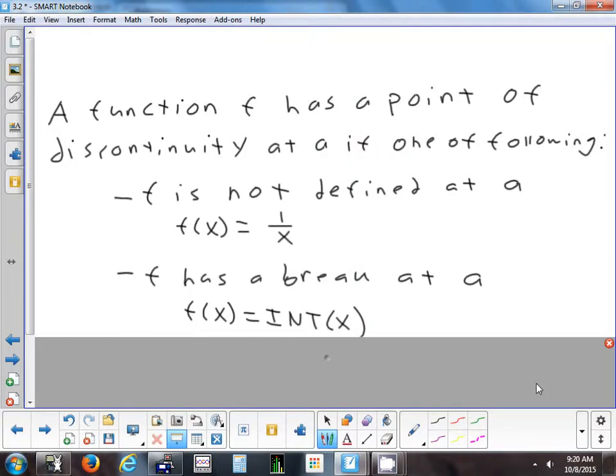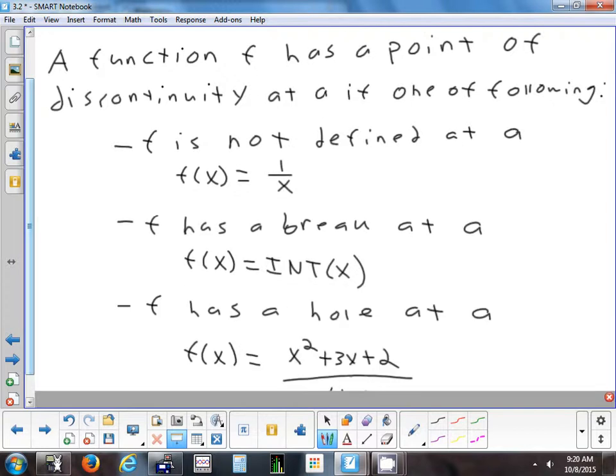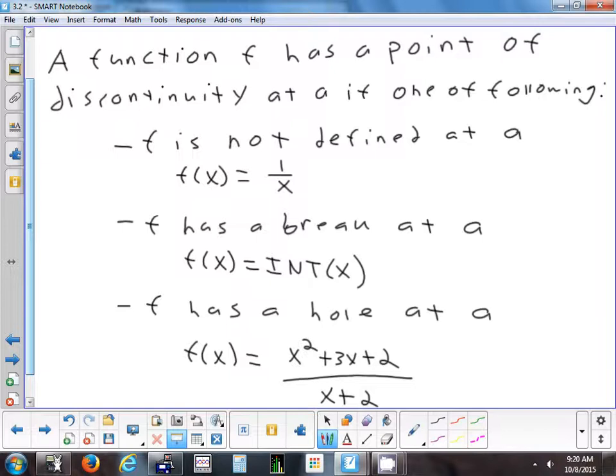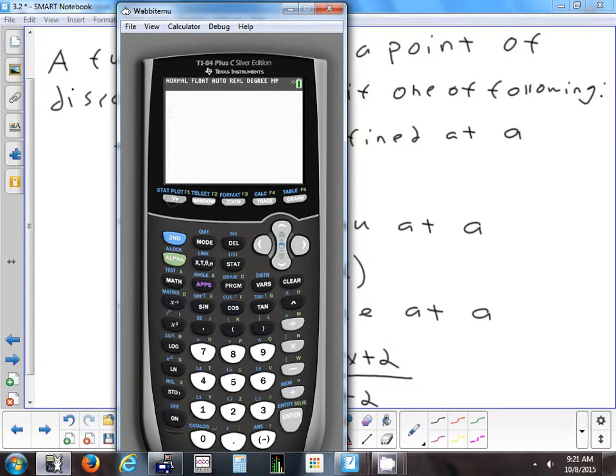I can plug any number I want into the integer function, so it's not discontinuous because I have a divide by 0 problem. It's discontinuous because of the way it rounds. It gets rid of decimals. So we call that a break. There's breaks in the graph. And the other one, the one that's kind of tricky, is a hole. You can have a small hole in the graph, and with a hole, you can't see it. You have to know it's there using algebra. This is one thing the calculator cannot do. Let's graph this and see what happens. So x squared plus 3x plus 2.